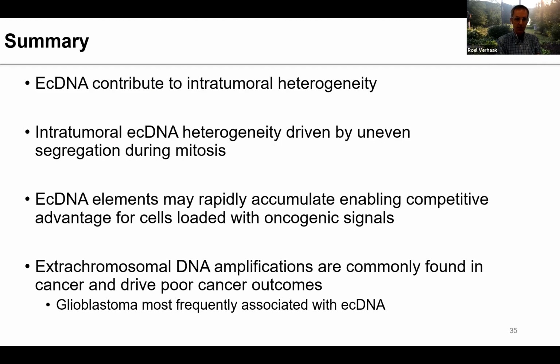ecDNA elements, as a result, may rapidly accumulate, which enables a competitive advantage for cells loaded with oncogenic signals. And then finally, these are not rare events. These are frequent, they're commonly found in cancer, and they drive poor outcomes. And glioblastoma, as a tumor type, we found has the highest frequency of extrachromosomal DNA of all cancers.